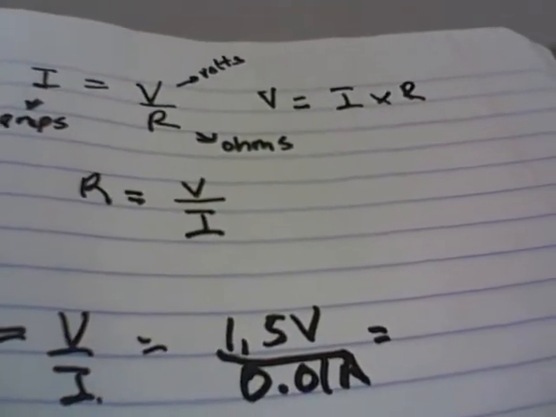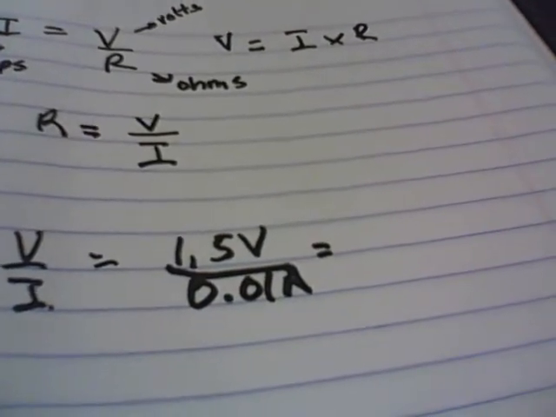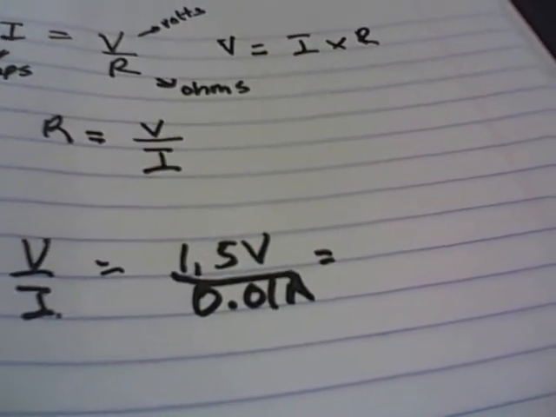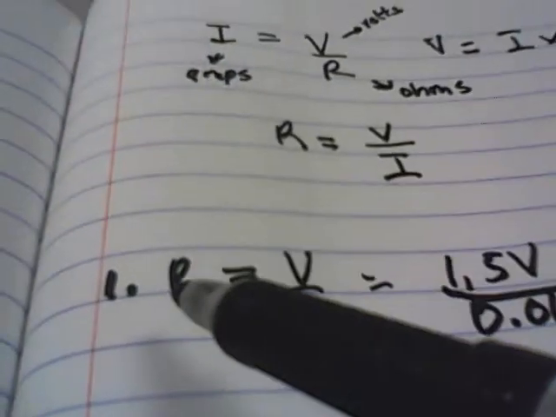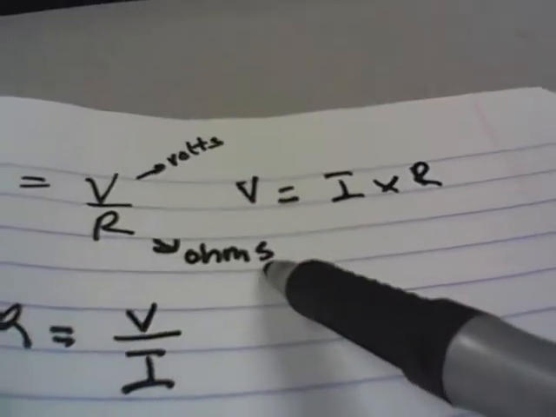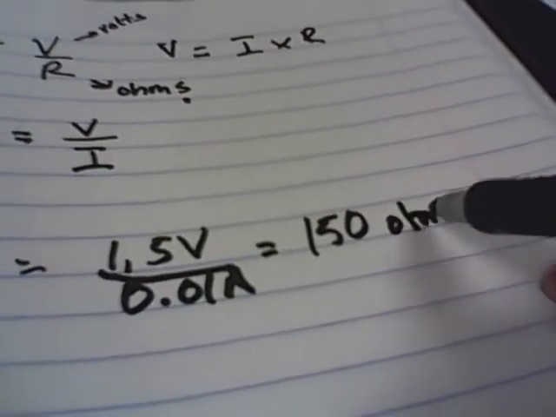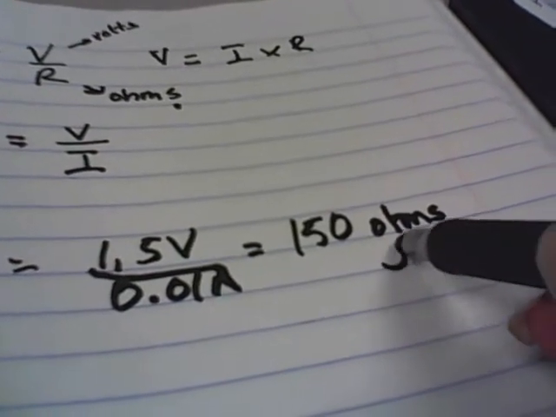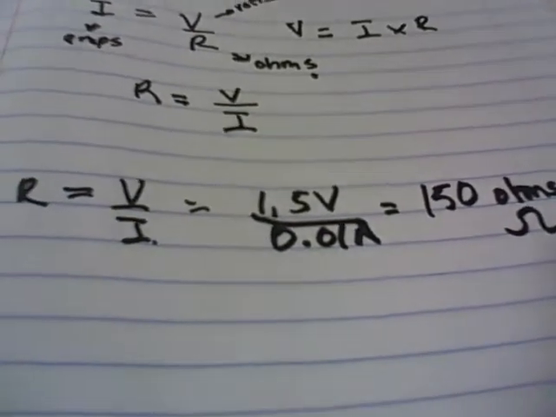0.01 amps. And that will give us, take out your handy dandy calculator and get to calculating like I am. So 1.5 divided by 0.01 gives us 150. And because it's resistance, the answer should be in ohms. And if you've never seen an ohm symbol, it looks like an omega sign. All right. And it's just that simple. I know you're like, what? That's all? And yes, that is it.